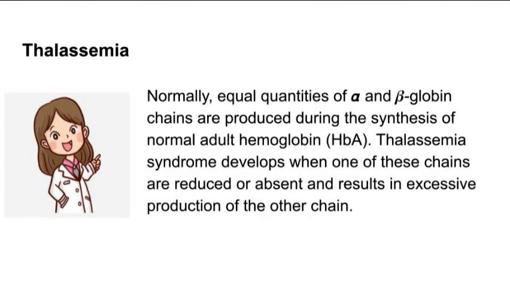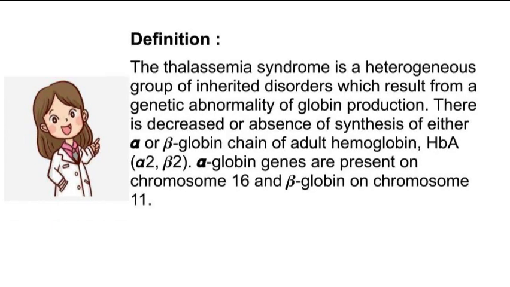Thalassemia. Normally, equal quantities of alpha and beta globin chains are produced during the synthesis of normal adult hemoglobin. Thalassemia syndrome develops when one of these chains is reduced or absent and results in excessive production of the other chain. Definition. The thalassemia syndrome is a heterogeneous group of inherited disorders that result from a genetic abnormality of globin production. There is decreased or absent synthesis of either the alpha or beta globin chain of adult hemoglobin, HbA, that is alpha-2, beta-2. Alpha globin genes are present on chromosome 16 and beta globin genes on chromosome 11.